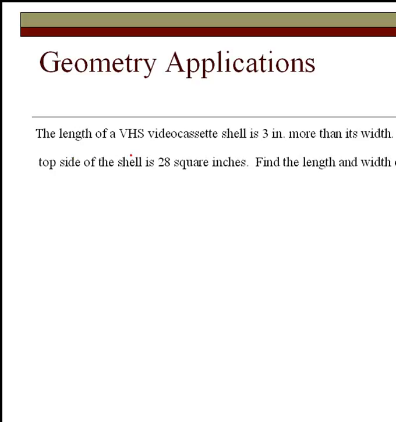Here we have: the length of a video cassette shell is 3 inches more than its width. The area of the rectangular top side of the shell is 28 square inches. Find the length and width of the video cassette shell. It's helpful if you can draw a picture and represent on the picture the things that you know. We know that the length is 3 more than the width.